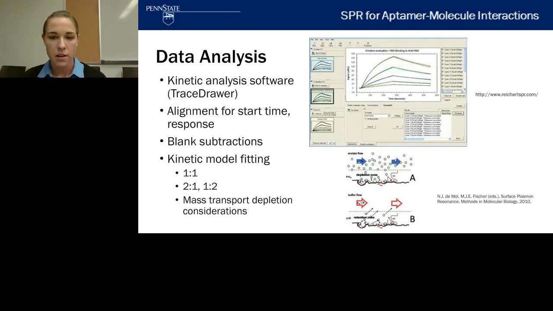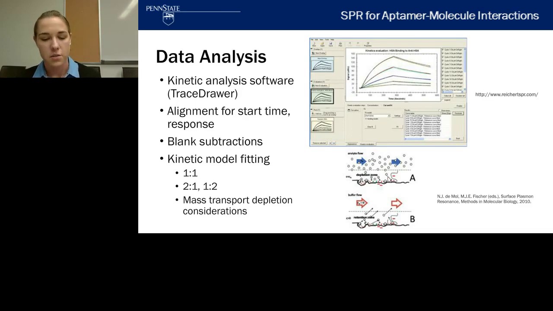So after we have bound our analytes of interest and allowed their dissociation, we generate binding curves, and now we need to analyze them. So in Reichert software, the analysis is done using TraceDrawer, which is shown in the screenshot on the top image. And this allows for the alignment of start time and response to 0, blank subtractions and subtractions of reference channel, and then the fitting of the curves that are generated to models, such as 1-to-1 binding, 2-to-1 or 1-to-2 binding, and then allowing for some considerations like mass transport depletion, which is shown in the lower image.